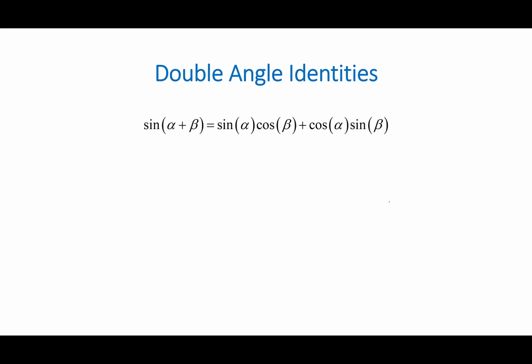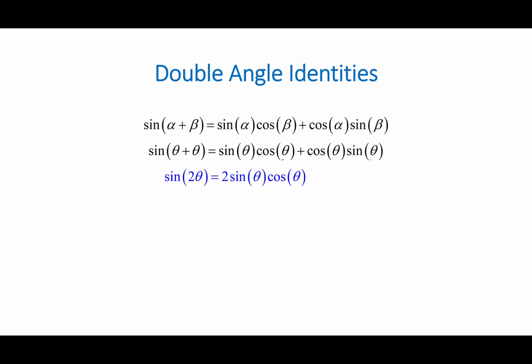If you remember what we were just looking at, the sine of alpha plus beta is equal to sine alpha cosine beta plus cosine alpha sine beta. If we replace all the alphas and betas with theta, in other words, we're only looking at one angle now instead of two, we have sine theta cosine theta plus cosine theta sine theta. And then putting that all together and condensing, this is the same as sine of 2 theta equals 2 sine theta cosine theta.